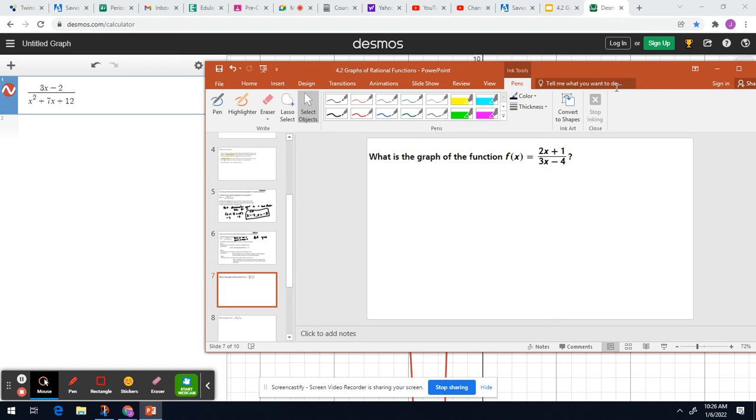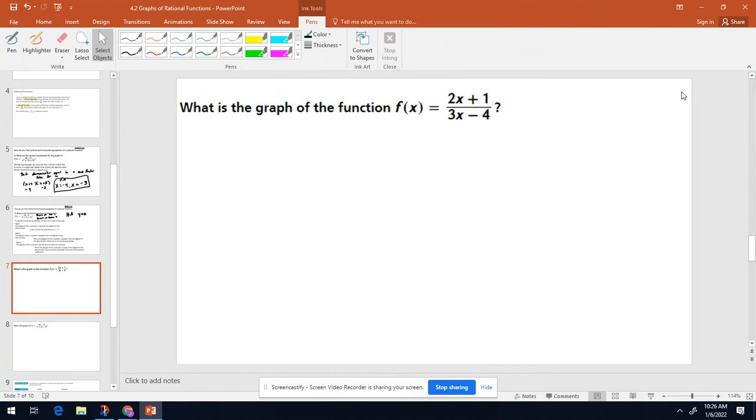So I want to look at a few examples like this. What is the graph of this function? So in these graphs, the first thing that you're going to be asked is what is the vertical asymptote? So we have to find the vertical asymptote. How do we find the vertical asymptote? We're going to set 3x minus 4 equal to 0.